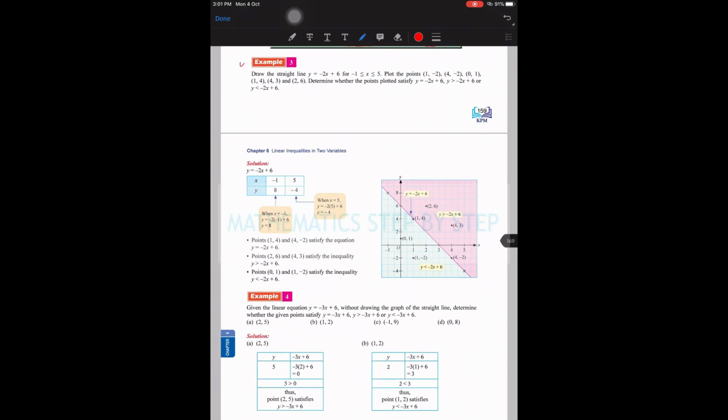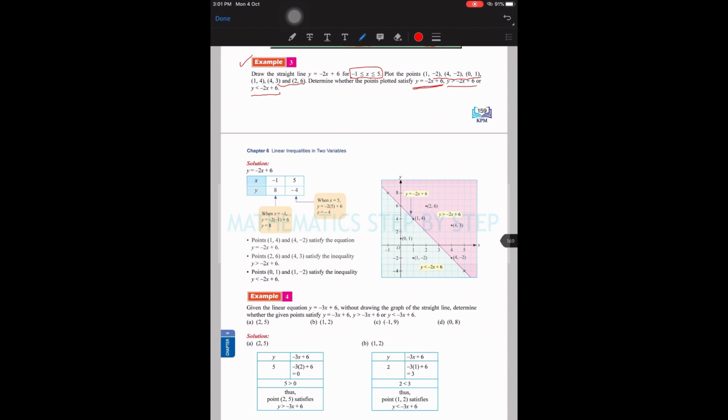Now let's look at example 3. Draw the straight line y equals negative 2x plus 6 for x greater than or equal to negative 1 and x less than or equal to 5. Plot the points, then determine whether the points plotted satisfy y equals negative 2x plus 6, or y is greater than negative 2x plus 6, or it is in the region below, okay?